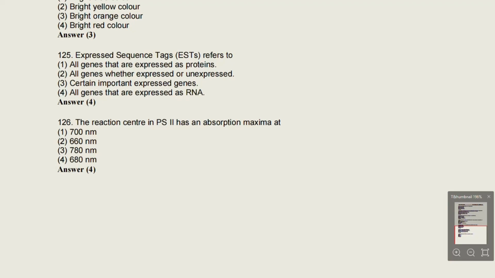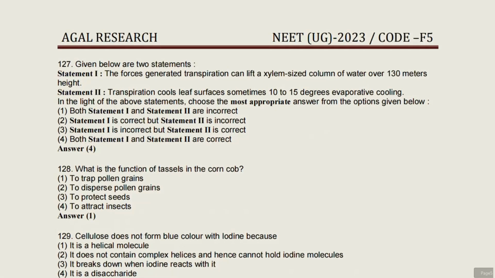The next one is: given below are two statements. Statement 1: the forces generated by transpiration can lift a xylem-sized column of water over 130 meters high. So this is correct. Statement 2: transpiration cools leaf surfaces, sometimes 10 to 15 degrees, by evaporative cooling. So this is also correct. So the answer is option 4. Both statements 1 and 2 are correct. This question is taken from Unit 4, Plant Physiology, Chapter 12, Respiration in Plants.